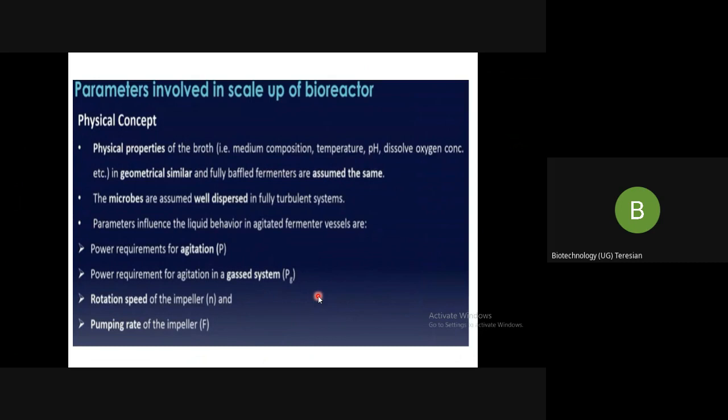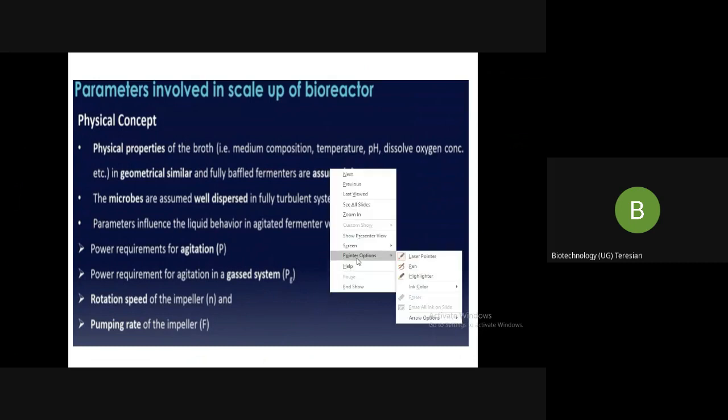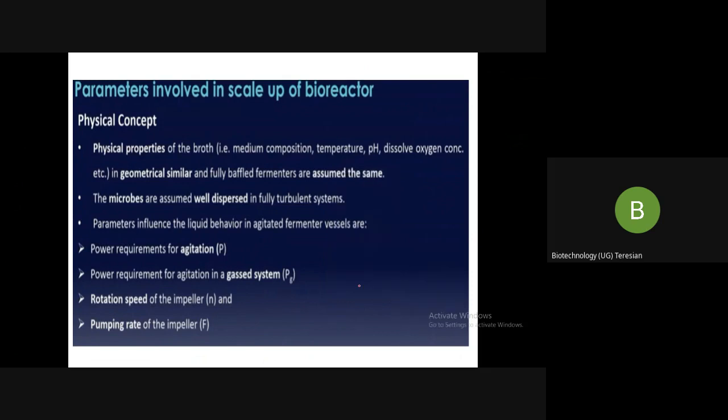For example, you take the oxygen transfer. This oxygen transfer is a rate limiting step in the aerobic process. So if the organism I'm using is aerobic, these aerobic organisms require what? They require oxygen. So oxygen is the rate limiting step here, because without oxygen these organisms cannot survive.